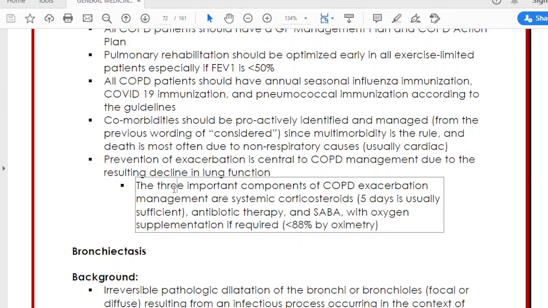The three important components of COPD exacerbation management are systemic corticosteroids, 5 days is usually sufficient, antibiotic therapy, and SABA, with oxygen supplementation if required, and target greater than 88% by oximetry.